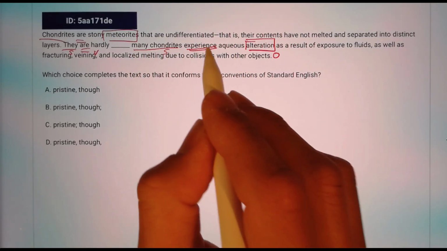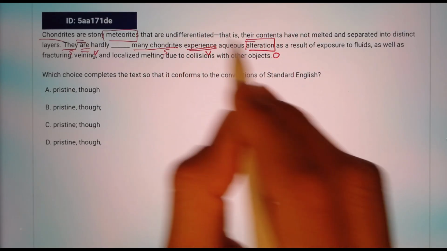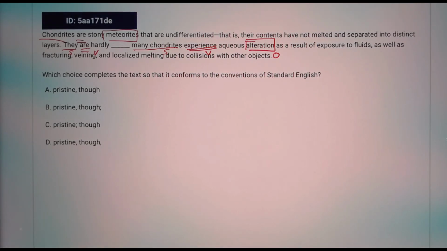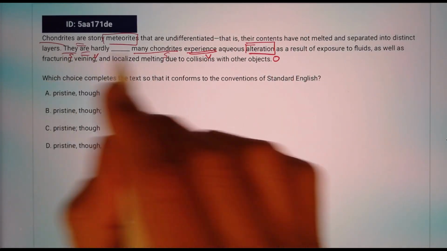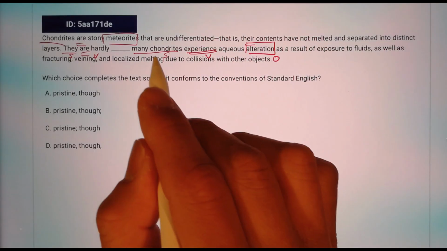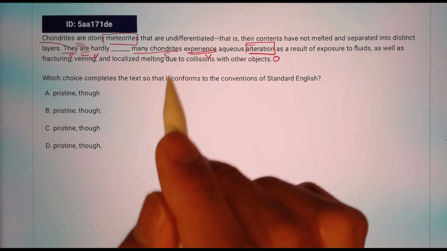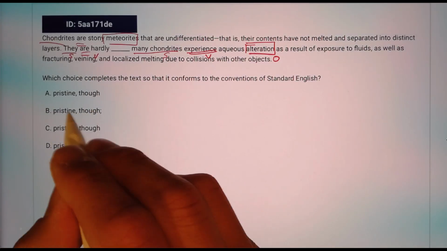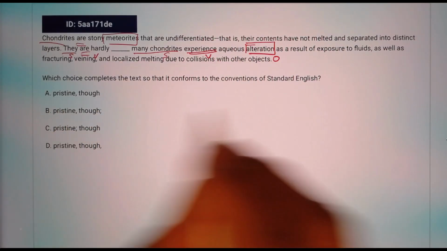It says many chondrites experience aqueous alteration, change, which is actually the opposite of undifferentiated here, as a result of exposure to fluid. So we see this opposite effect, and then we need the contrast signal "though," and that has to be placed in the second sentence for us to explain the clause that they are altered. So that's not what many people might think. Therefore, the "though" has to be included in the first part to show the contrast and then explain the contrast.